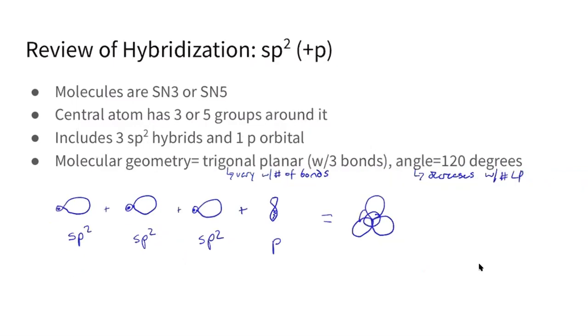All right, so the next hybridization scheme we're going to talk about is sp2 hybridization, known in Gen Chem as sp2 plus p. Molecules that have a steric number of 3 or a steric number of 5 are going to have this hybridization. So that means that your central atom, if it has either 3 groups or 5 groups, so 3 lone pairs or bonds, or 5 lone pairs or bonds around it, is going to have this hybridization scheme. It includes 3 sp2 hybrids and 1 p orbital.